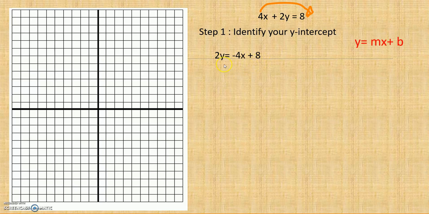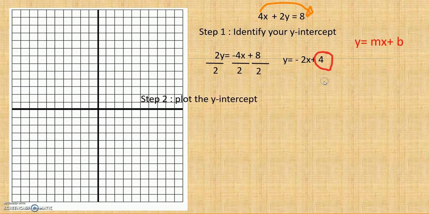Then, to get the value of y, we will divide by 2. So 2y divided by 2, and negative 4x divided by 2, and 8 divided by 2. So we have the value of y is equal to negative 2x plus 4.